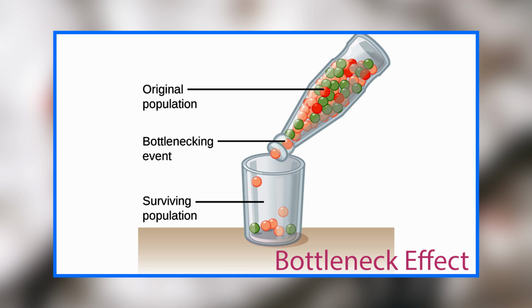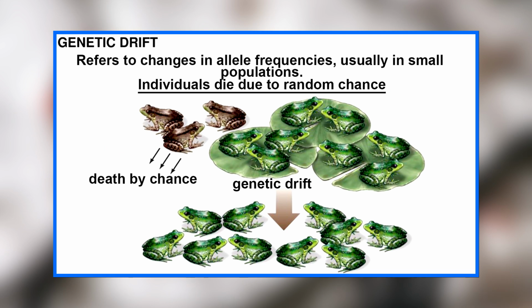that is the bottleneck effect, or when a small group splits off from the main population to found a colony, the founder effect. Even though genetic drift is the result of chance, it is affected by many factors such as the number of individuals within the population, where the effect of genetic drift is more predominant in small populations. Individuals die due to random chance.